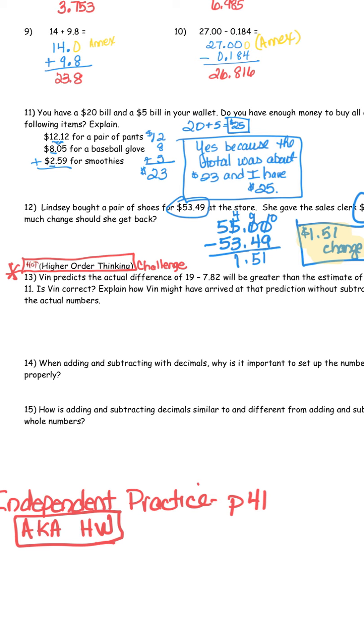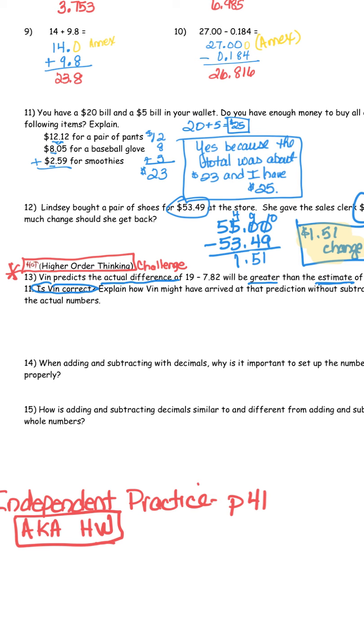It says, Vin predicts the actual difference of 19 minus 7 and 82 hundredths will be greater than the estimate of 19 minus 8 equals 11. The question is, is Vin correct? So that's our question. Explain how Vin might have arrived at that prediction without subtracting the actual numbers.